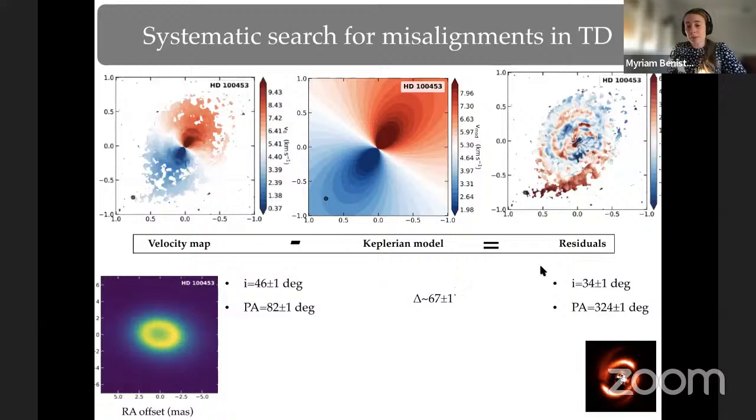And what we find by matching these observations is that these two are misaligned by about 70 degrees. And that's exactly what we needed in our radiative transfer model to be able to reproduce the shape of the shadow. This is one example that combines observations from the inner disk with the VLTI, the outer disk with ALMA, and with the VLT with SPHERE.